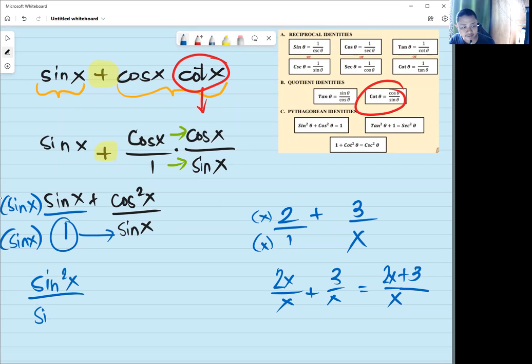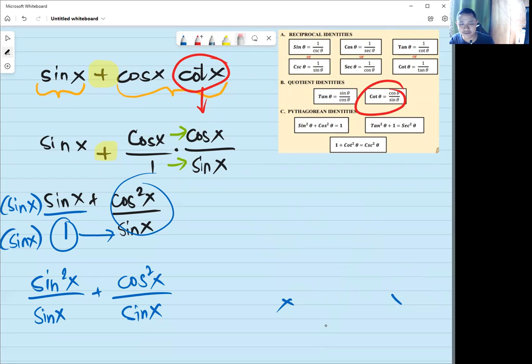Over sine x plus, of course, this one, we will just copy it. Cosine squared x over sine x. And Jazel is correct. Very good. So therefore, all we have to do, therefore po, 1 over sine x is equal to cosecant x. Ay, kagaling. See, you're getting the hang of it. Very good. Now, let's continue the process.